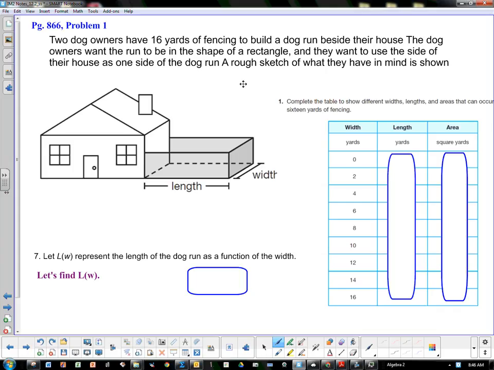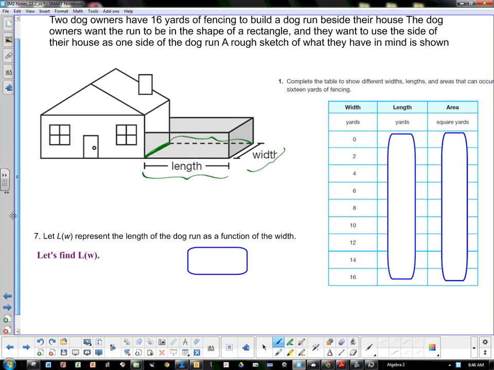side of their house as one side of the dog run. We've got a rough sketch here. Kind of seeing, and you'll notice, do we need any kind of fence on this side? Not at all. We need fence here. We need fence here, and we're going to need fence on this back side. Okay.